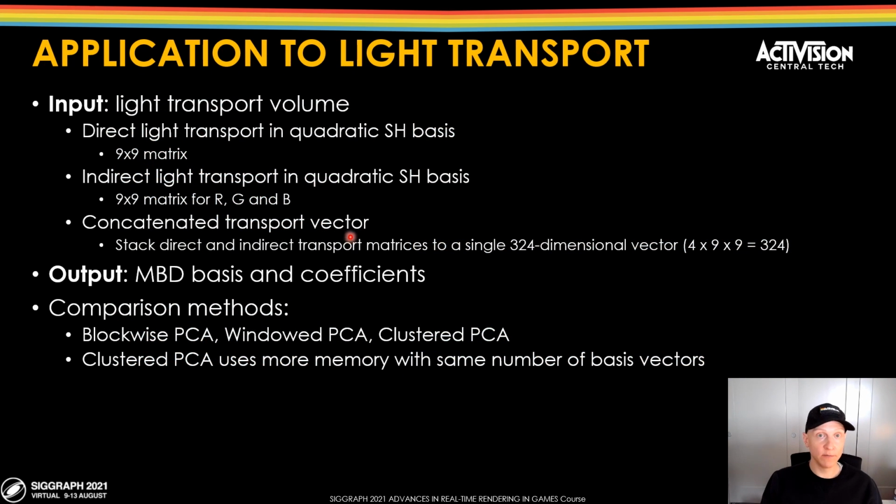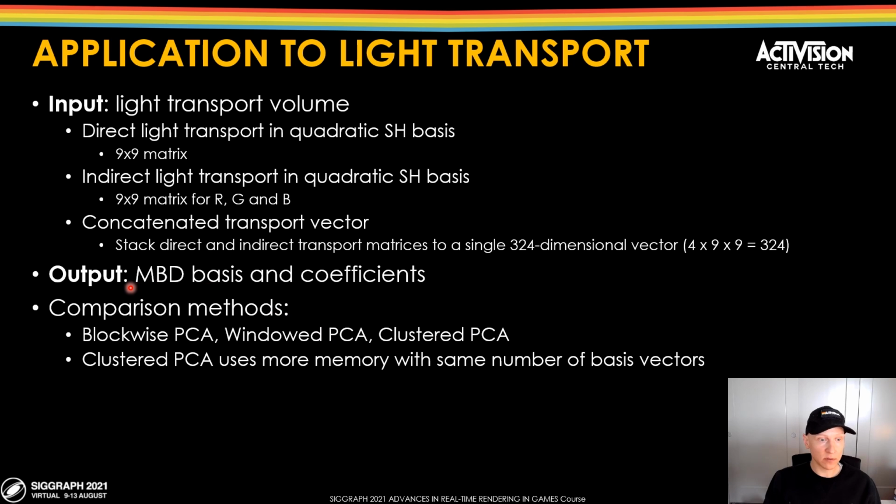The main application of moving basis decomposition is compression of precomputed lighting data. And in this case, the lighting data input is a light transport volume where the light transport data consists of direct light transport matrix and the indirect light transport matrix. And these matrices or operators are stacked into a single really high dimensional vector. So in this case, if we stack the direct and indirect light transport matrices, where the indirect light transport is per color channel, into a single vector, we obtain this 324 dimensional vector.